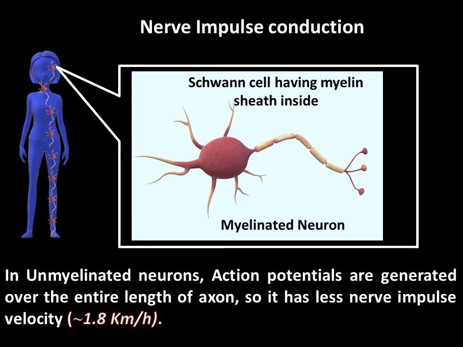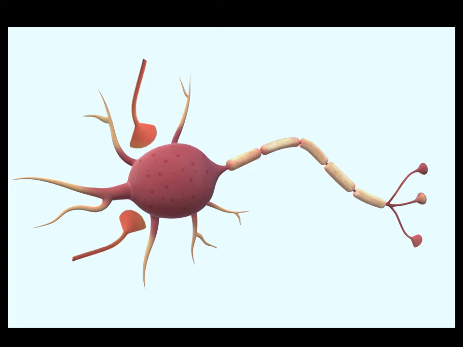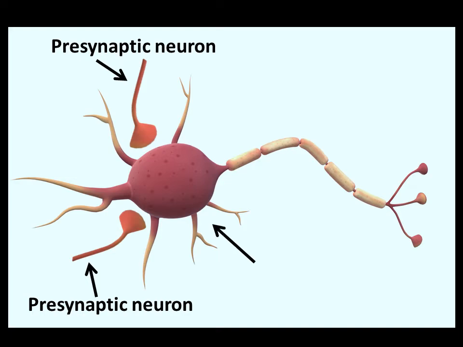In unmyelinated neurons, action potentials are generated over the entire length of the axon, so it has less nerve impulse velocity, 1.8 km per hour. Presynaptic neurons make synapses to either the cell body or the dendrite of the postsynaptic neuron.